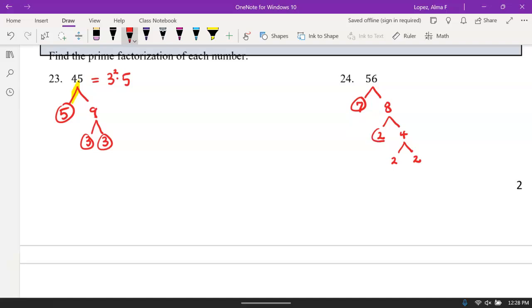So I'm going to break it down a little bit further into 2 times 2. Now, all of those factors are prime. So I'm going to circle the prime factors. I notice that 3 of them are 2s, so I can rewrite the prime factorization of 56 as 2 to the third power times that 7.